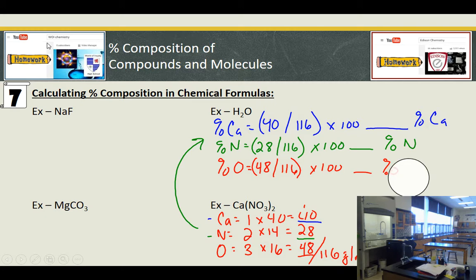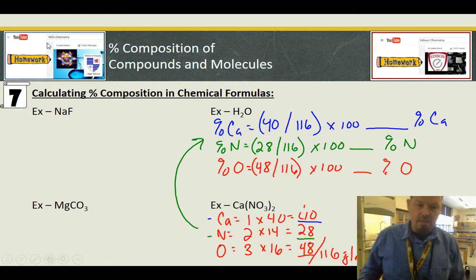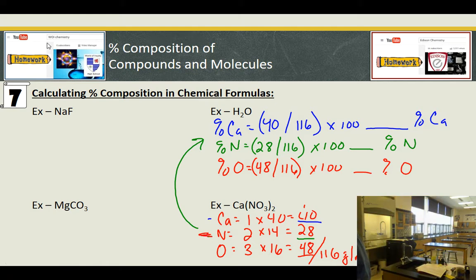Same process for each. The nice thing about doing the long version of calculating gram formula mass is the mass of the individual elements are pre-calculated, so that you don't have to remember to multiply the nitrogen here by 2. You already figured out that it's 28. So it's one of the nice things about doing it that way.